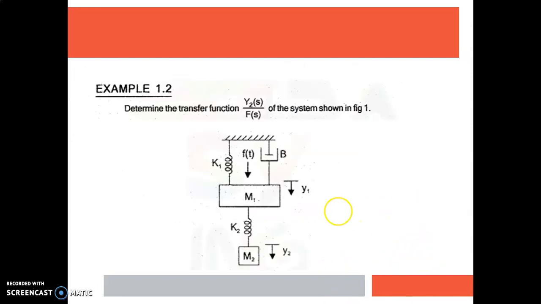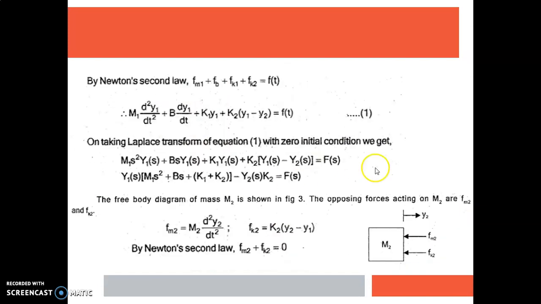This was the second node. Now can you find which elements are associated with M2? It is M2 and K2 only, isn't it? So the opposing forces are Fm2 and Fk2. There is no direct applied force on M2, but there is a displacement indicated as y2. So here also apply Newton's second law of balance equation. That is Fm2 plus Fk2 is equal to 0. Why 0? Because there is no applied force on this mass body M2.